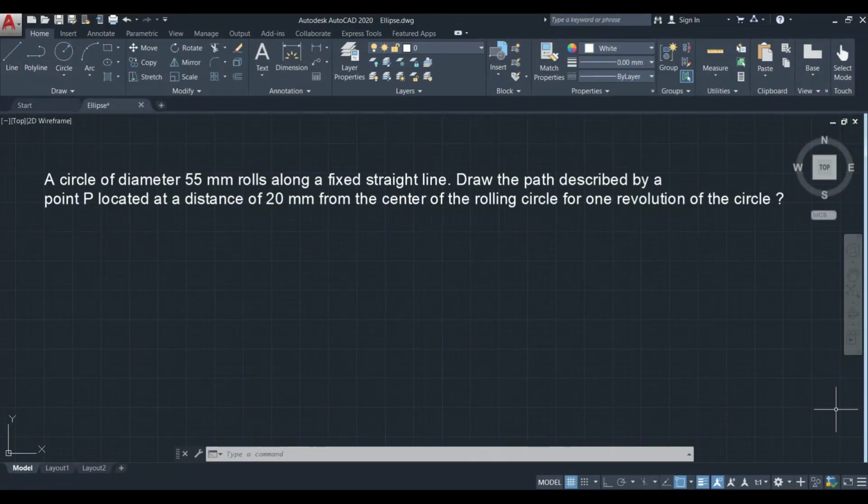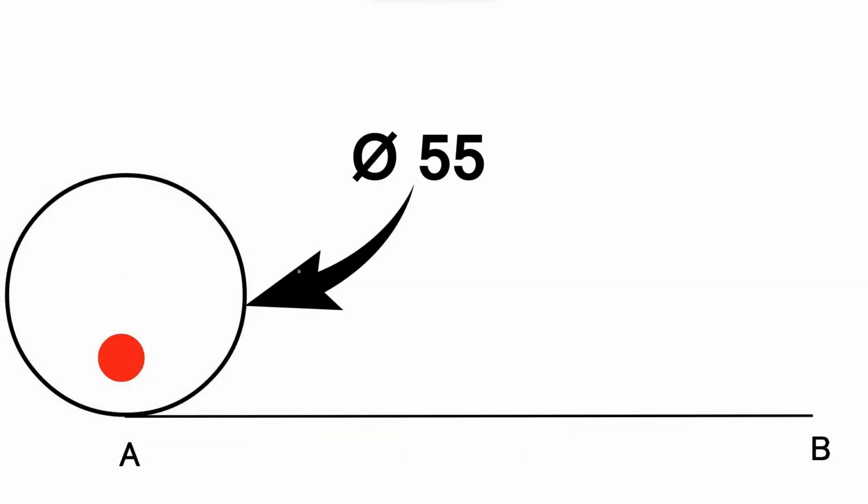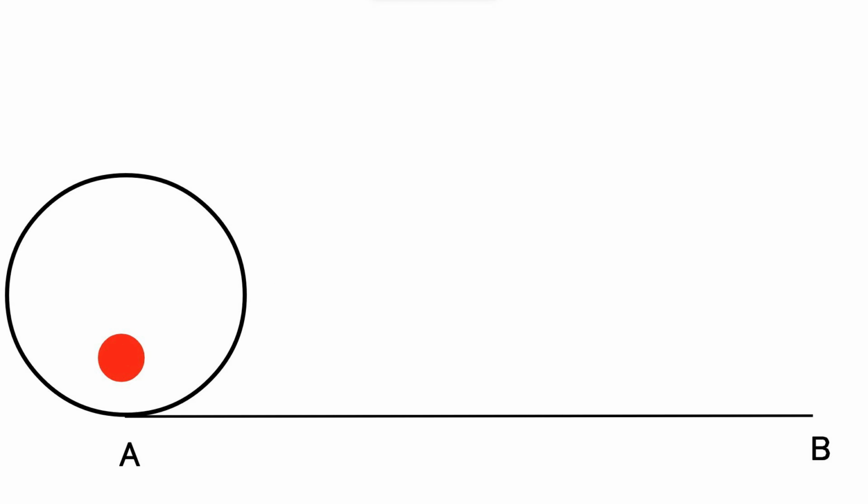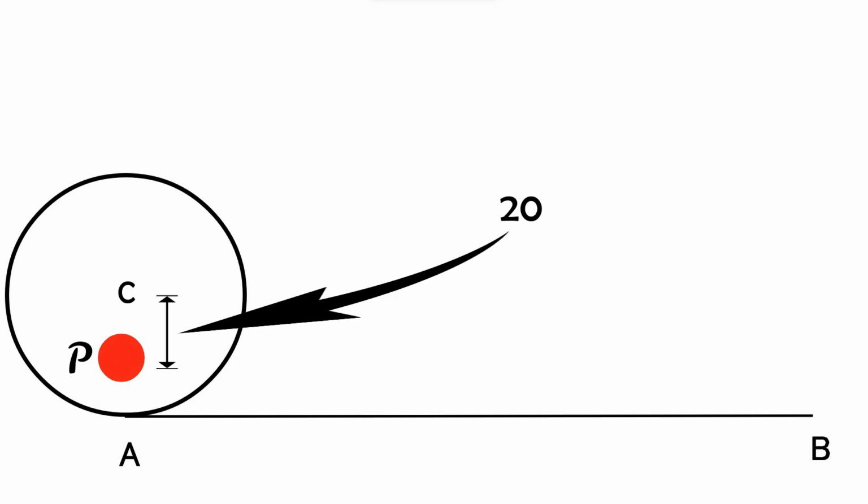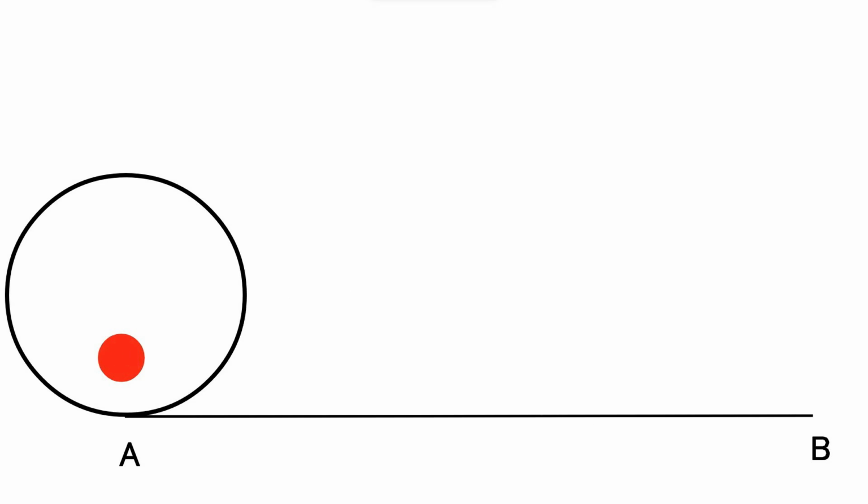Here we are going to see a tricky problem related to the cycloid curve. The question is, a circle of diameter 55 mm rolls along a fixed straight line. Draw the path described by a point P located at a distance of 20 mm from the center of the rolling circle for one revolution of the circle. So that means the circle has a diameter of 55 mm and the point P is located at a distance of 20 mm from the center of the rolling circle.